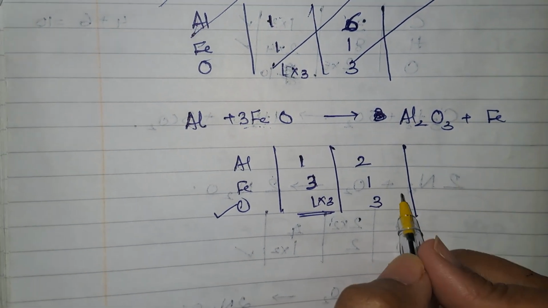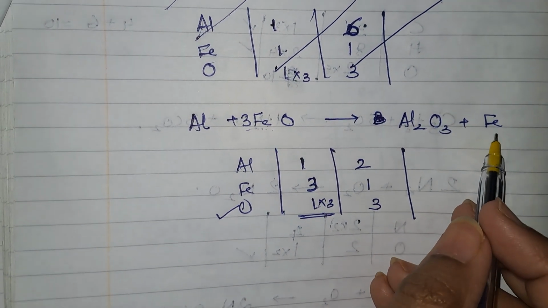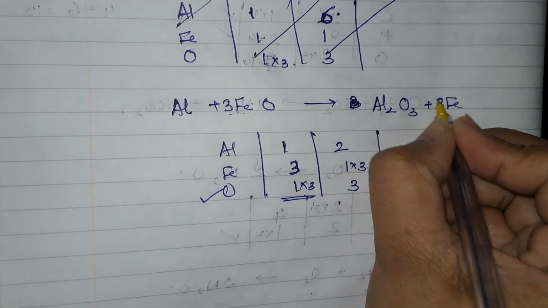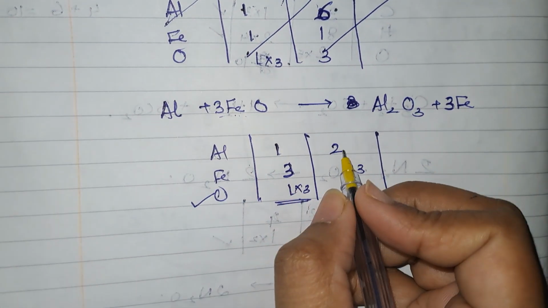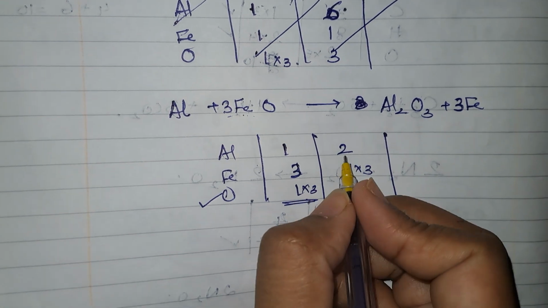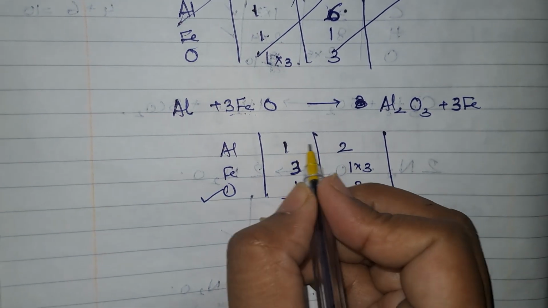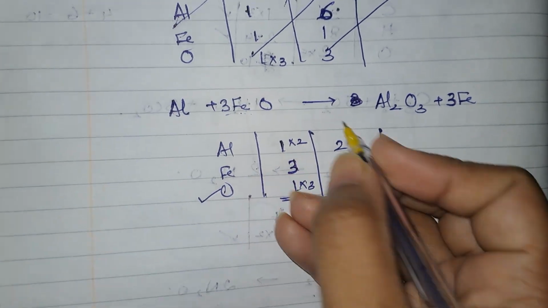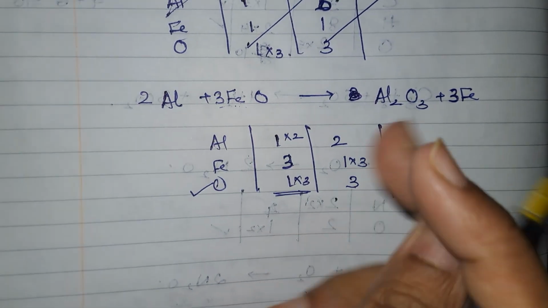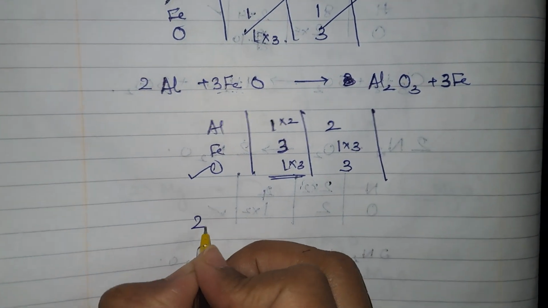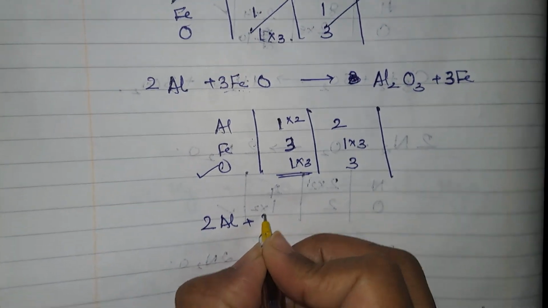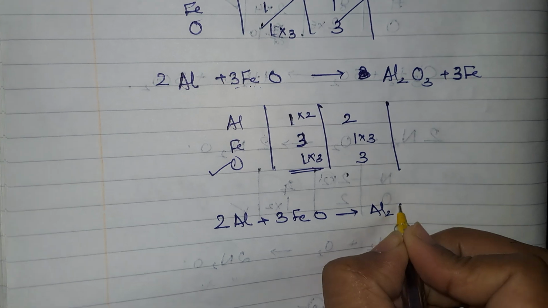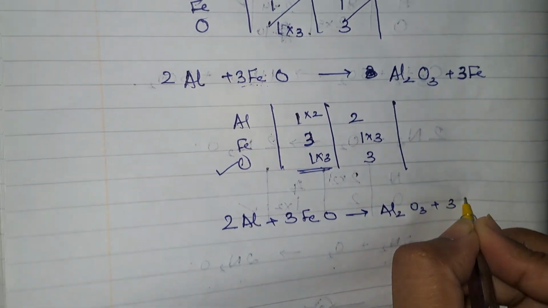Good. So now I have to change my ferrous on this particular side. To do that, I multiply it with 3. So I put a 3 here. Then what about my aluminum? Aluminum is unbalanced still. So to make my aluminum balanced, multiply with 2. So I put a 2 in here. So my balanced equation is 2Al plus 3FeO gives rise to Al2O3 plus 3Fe.